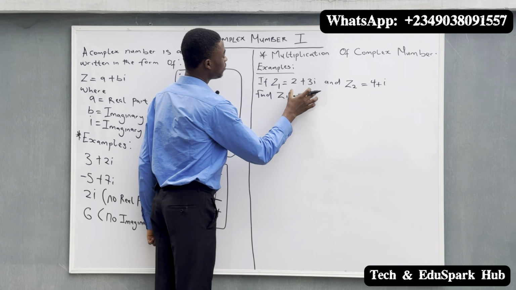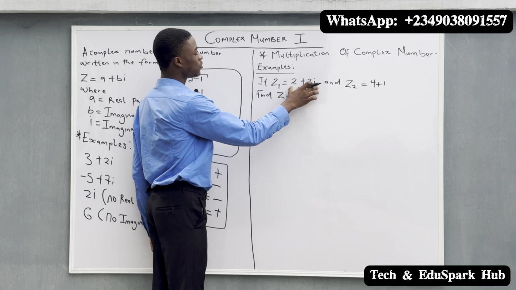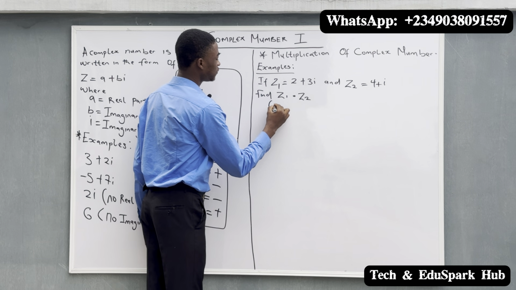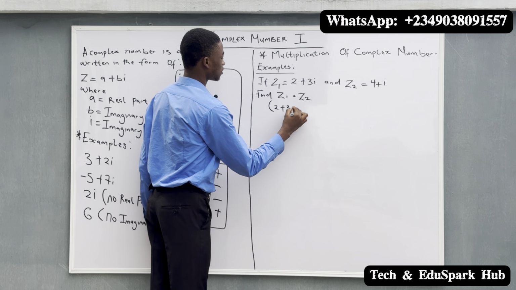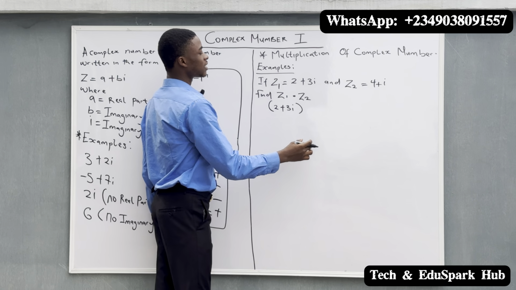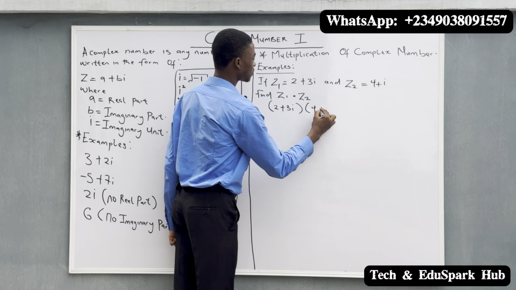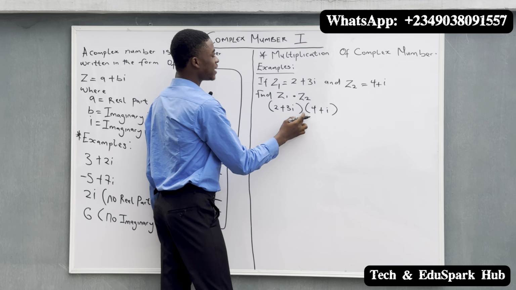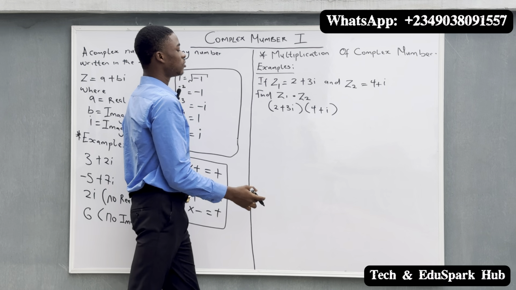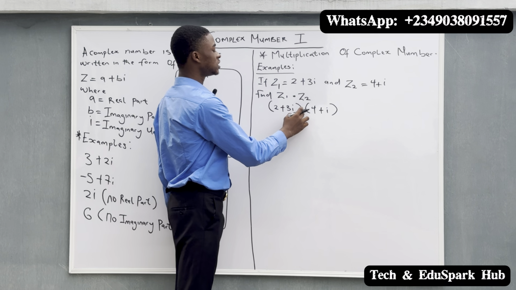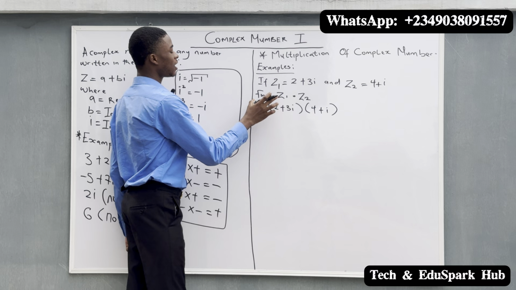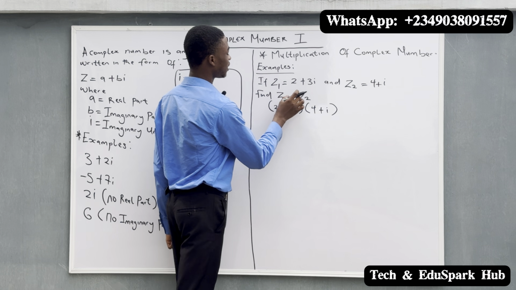And in this case, all we just have to do first is to put this z1 in the bracket. So we have 2 plus 3i. And also, we just have to put this z2 in another bracket. So we have 4 plus i. Notice that I did not put any sign or any symbol like addition or subtraction in between these brackets, because in this case, we are asked to calculate the product of z1 and z2.